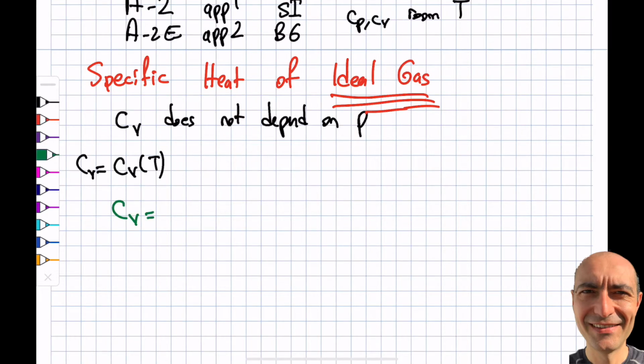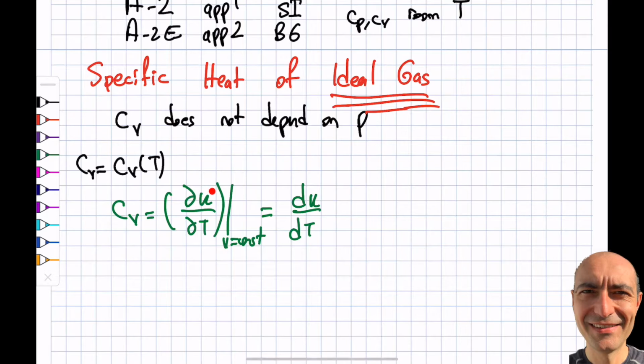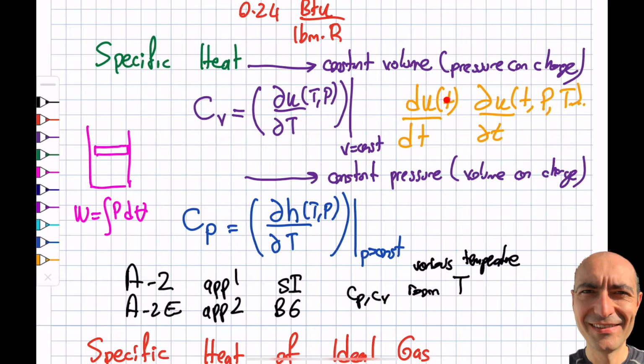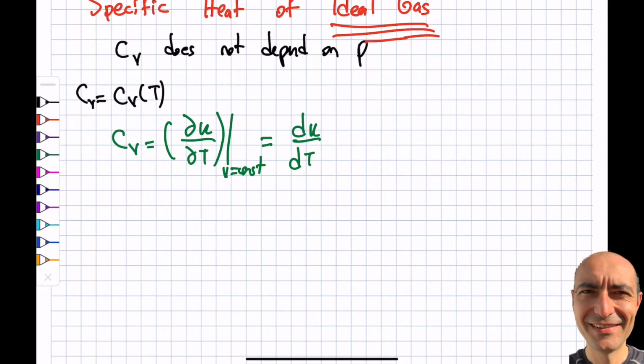So Cv will be del u del T at constant volume. This becomes du dT. I explained this. The right hand side is only a function of temperature, and you see what I wrote over here? In that case it was time, but now it's temperature, and it's the same variable. That's the important part. So I can write du/dT, and this gives me some flexibility in how I want to write this. I can move this around, so my du becomes Cv dT.